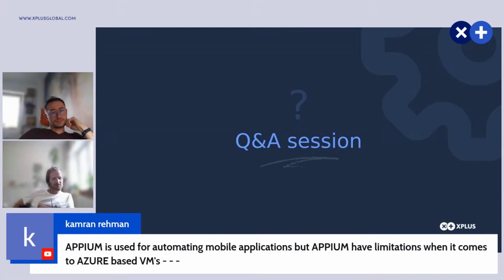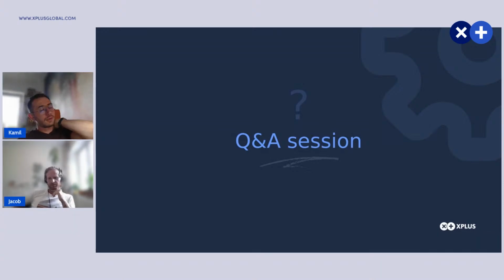Okay, so Appium is used for automating mobile applications, and has limitations when it comes to Azure-based VMs. Okay, we'll definitely look into this and get back to you, and we'll talk to you about that offline because I'm not familiar with it. Thanks for that information. We'll look into it and have a chat with you about it. We will check out Appium. Actually, I work with the Robot Framework to create automations, but yeah, we'll take a look. Thanks for that.